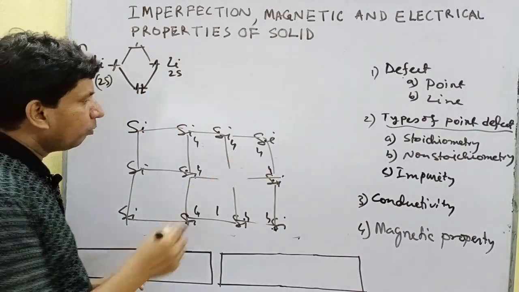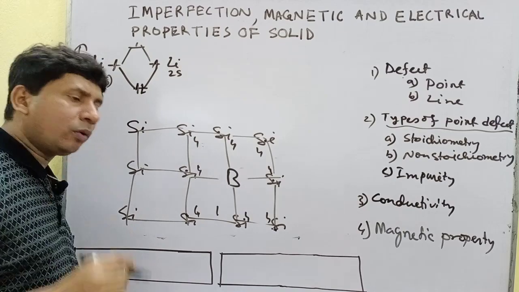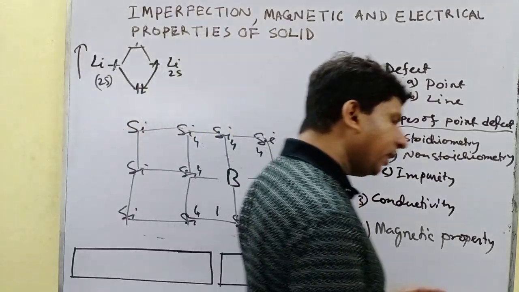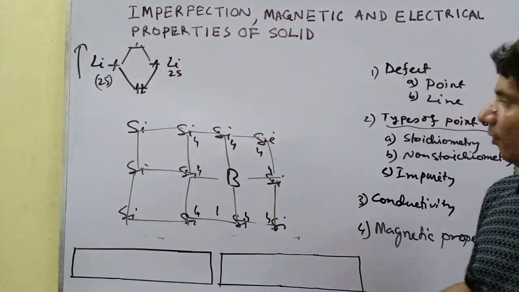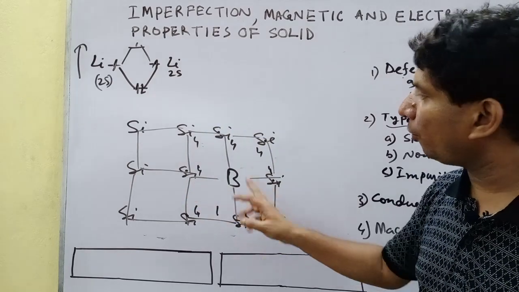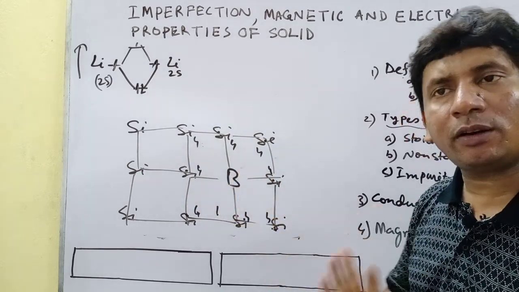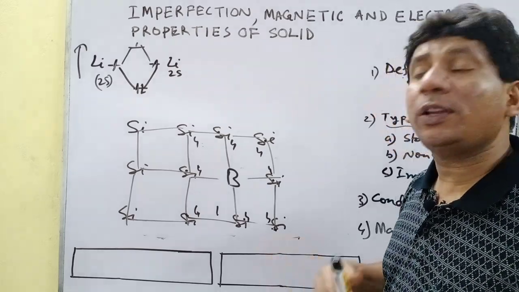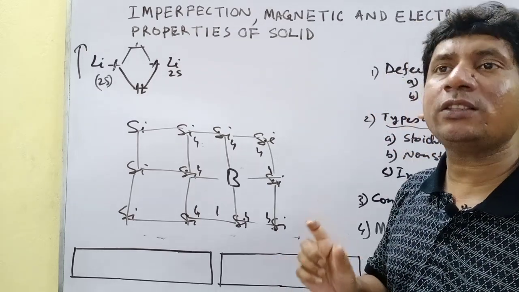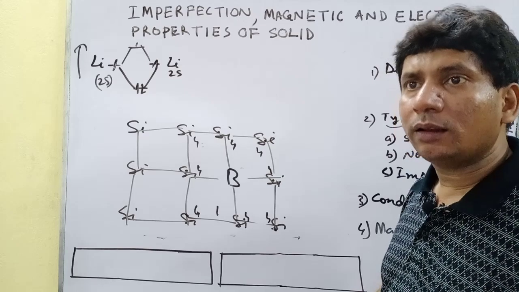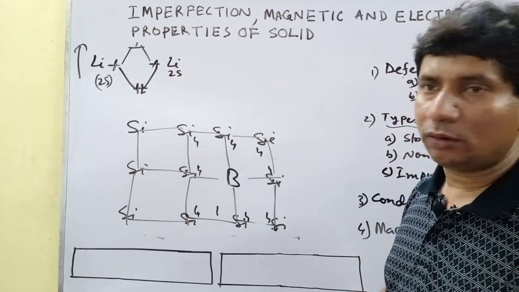If we dope boron, boron contains just 3 electrons in its outermost shell. Then 4, 4, 4, 4, 4, 4 electrons, but here is a 3 electron. Then there is electron deficiency. That means a hole. Hole means positive, or the deficiency of electron.